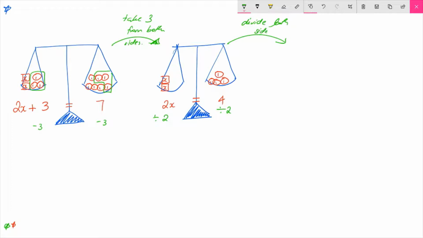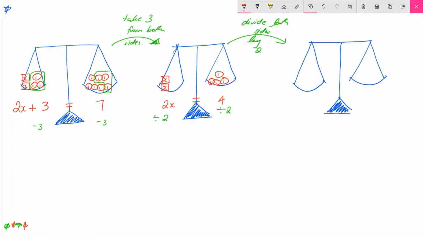both sides by 2. When I divide both sides by 2, that leaves me with 1x on the left-hand side and 2 balls on the right-hand side. So for our equation, that must mean x is equal to 2. So that's thinking about it figuratively with a set of scales. Let's now take that same equation and think about it algebraically.